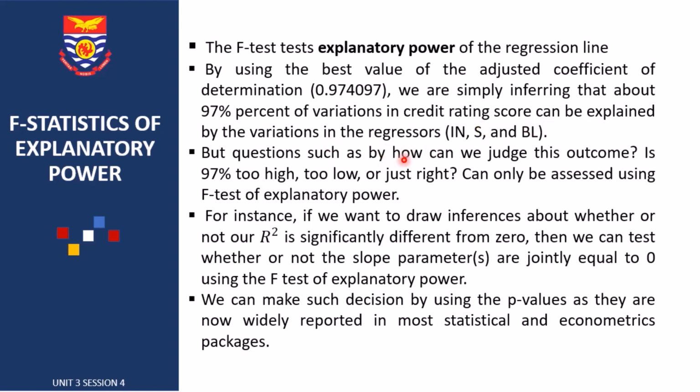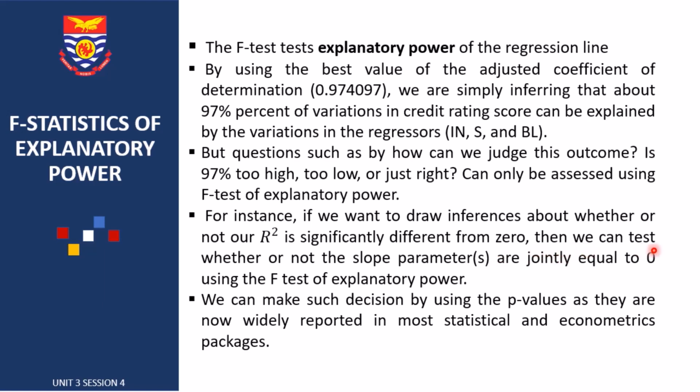But questions such as, how can we get this outcome, is 97% too high, too low, or just right, can only be assessed using the F test of explanatory power. For instance, if we want to draw inference about whether or not our R square, which is the coefficient of determination, is significantly different from 0, we can test so using the F statistics test of explanatory power.